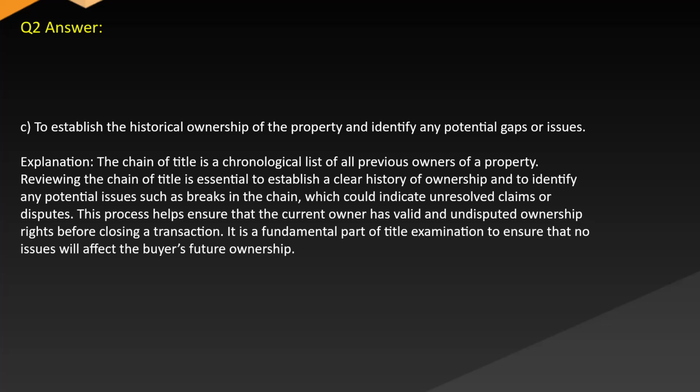Explanation: The chain of title is a chronological list of all previous owners of a property. Reviewing the chain of title is essential to establish a clear history of ownership and to identify any potential issues such as breaks in the chain, which could indicate unresolved claims or disputes. This process helps ensure that the current owner has valid and undisputed ownership rights before closing a transaction. It is a fundamental part of title examination to ensure that no issues will affect the buyer's future ownership.